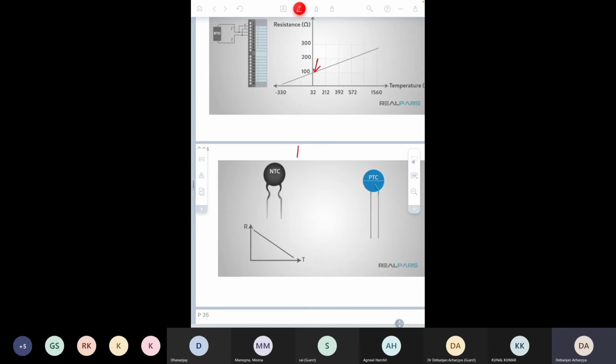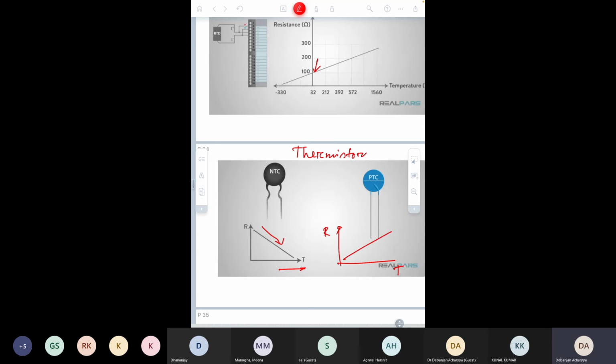Similarly, you have the thermistor. This is another kind of temperature sensor. There are two types of thermistors: the negative type and the positive type. What does it mean? It means there is a negative temperature coefficient and a positive temperature coefficient. For the negative temperature coefficient, if you increase the temperature, your resistance will decrease. For the positive temperature coefficient, if you increase the temperature, your resistance will increase.